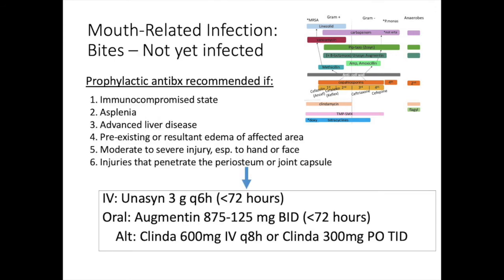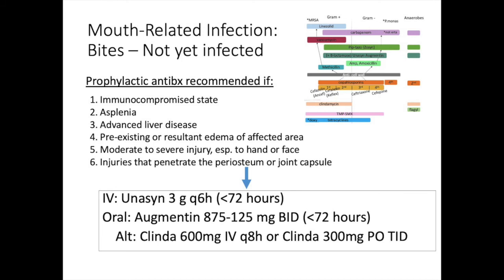Should we be treating them with antibiotics prophylactically? We want to think about the scenario that we're in terms of treating them. Of course, we're going to wash them out, potentially loosely close them up. We want to then take a look at, who is this patient and where is this bite? Antibiotics are recommended if the patient is immunocompromised. So we want to give them that extra backup, be able to fight this. If they do not have a spleen, is another situation. If they have advanced liver disease, if they already have edema of the affected area, and then any moderate to severe injury, particularly those to the hand or face.